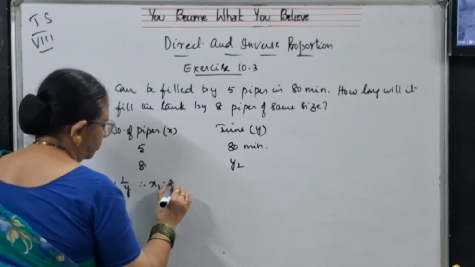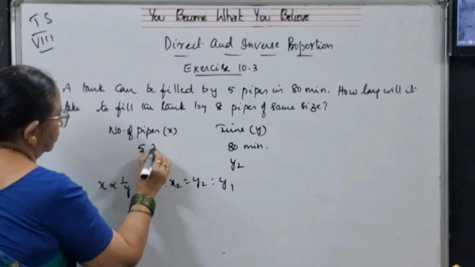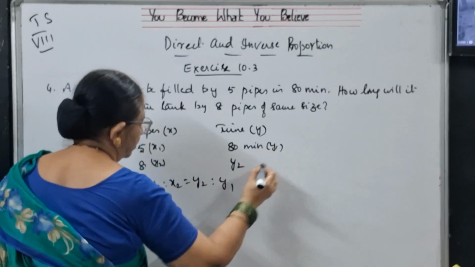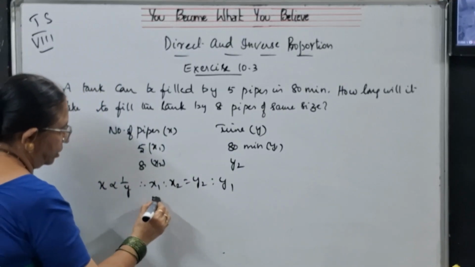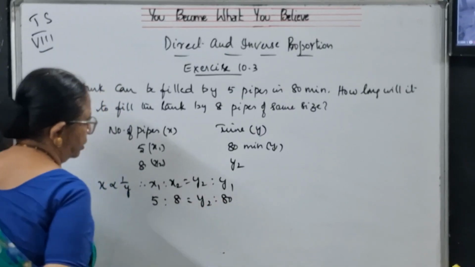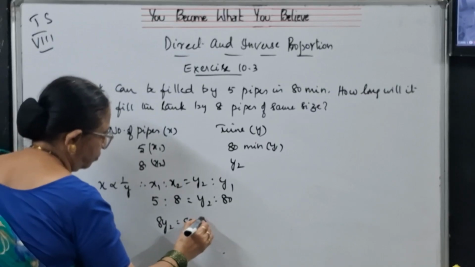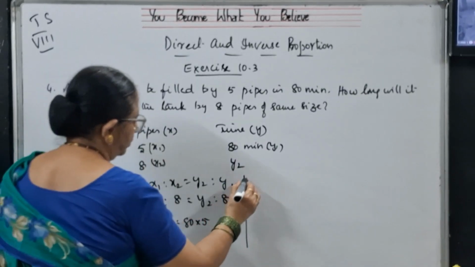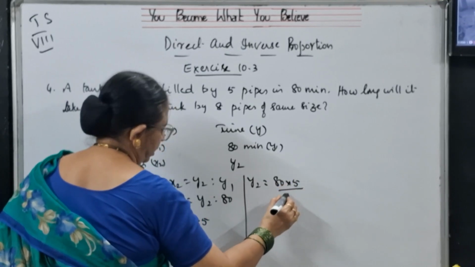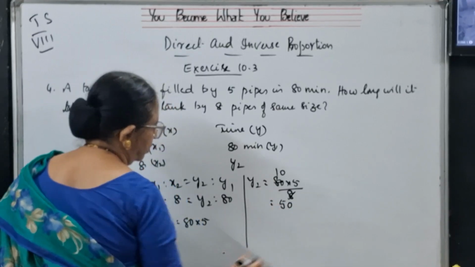Therefore, x1 is to x2 is equal to y2 is to y1. So this is x1, x2, this is y1 and this is y2. x1 is to x2 is equal to y2 is to y1. So 8y2 is equal to 80 into 5. So what is y2? 80 into 5 by 8. 8 ones are 8, 8 tens are 80, 5 tens are 50.